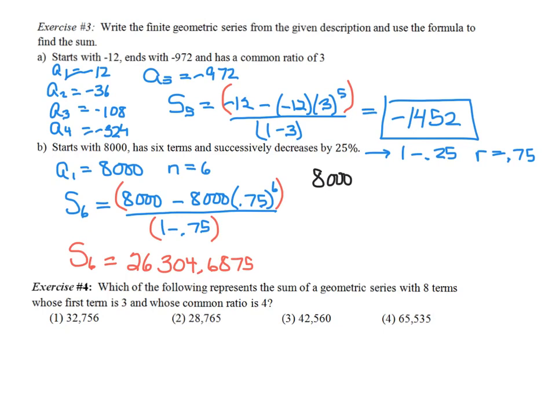Now if I list down all of those terms, I know that my first term is 8,000. Multiply by 75%, so my next term would have been 6,000. Multiply by 75% again, 4,500, plus 3,375, plus, and I would keep going until I got 6 terms there, each time multiplying by 0.75.